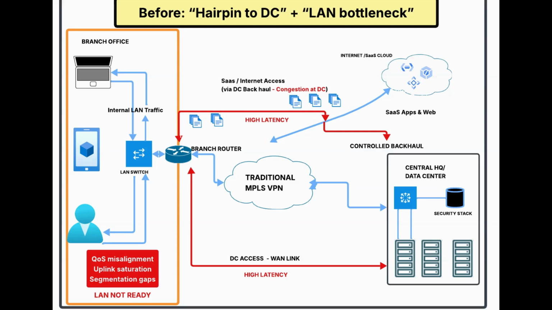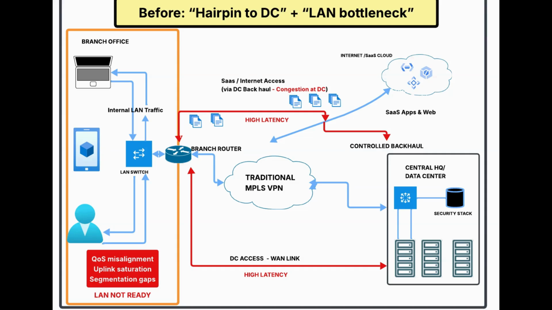Look at the branch office box on the left. The LAN switch is feeding the branch router as one path, and back through the MPLS to the central data center. Every SaaS application, every web request, and every cloud workload takes the same congested backhaul. And in that bottom left corner, you see the three problems we just discussed sitting right there.